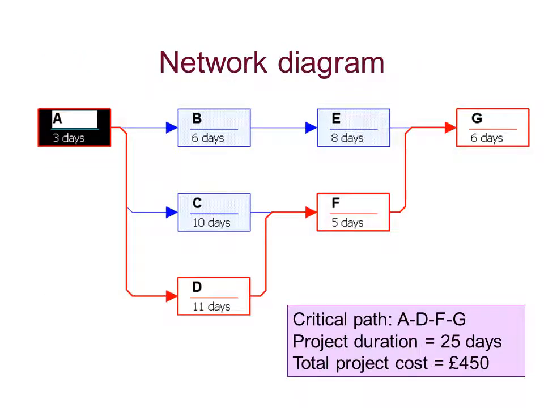Okay, so let's produce that network. It's activity on the node. We have the activities organised into a network, and the critical path is A, D, F, G. The project duration will be 25 days in this case, and the cost of this project will be £450.